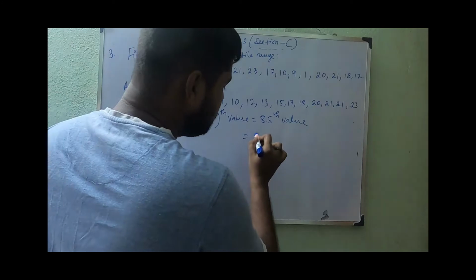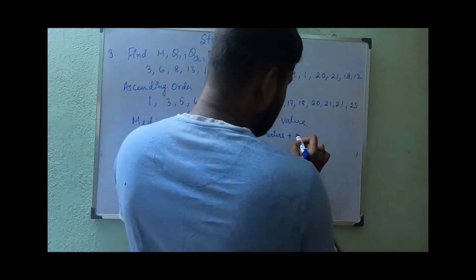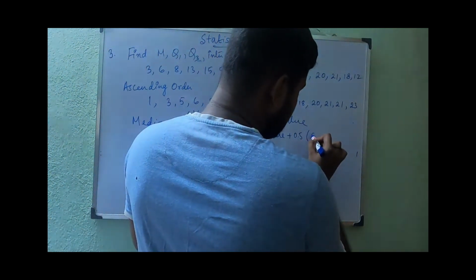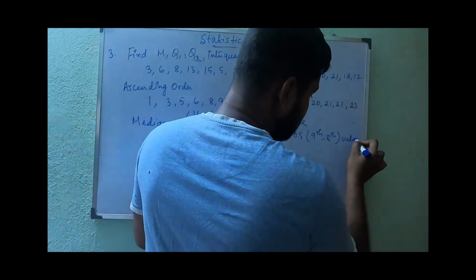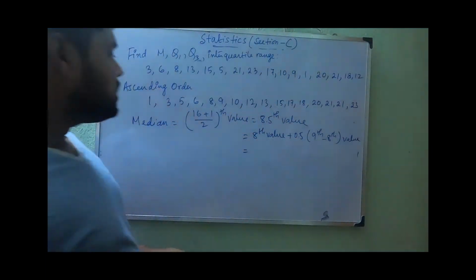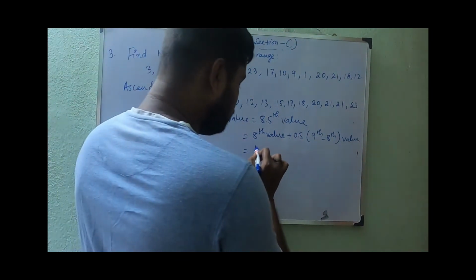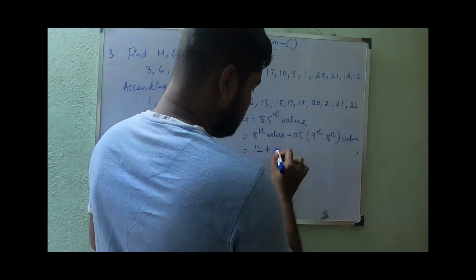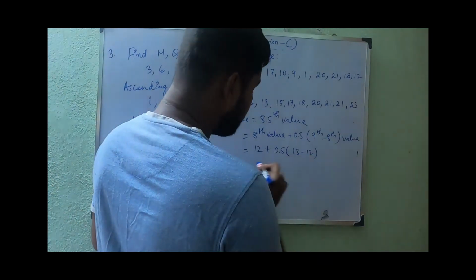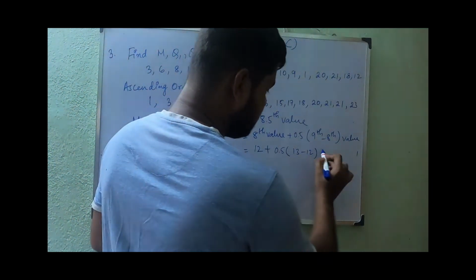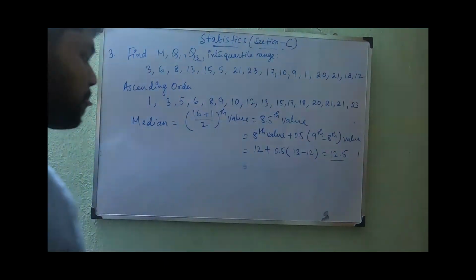So that is equal to the 8th value plus 0.5 times the 9th minus the 8th value. Let me first find which one is the 8th value: 1, 2, 3, 4, 5, 6, 7, 8. So 12 plus 0.5 into the 9th value, 13, minus 12, that is 0.5. Let me write it here. So this is 12.5. So 12.5 is the median.